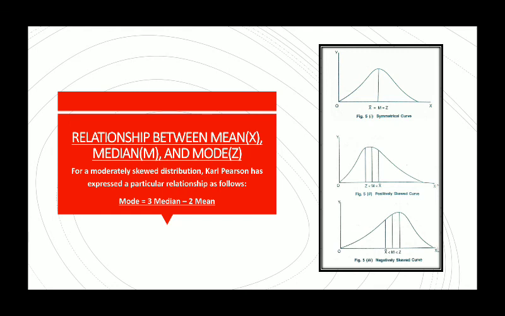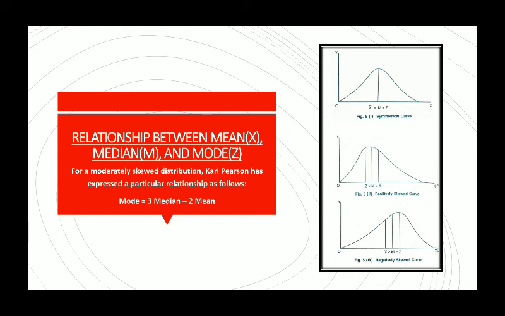Now, if we want a generalized form, then for a moderately skewed distribution, which is asymmetrical, there's a particular empirical relationship between mean, median and mode. That relationship was expressed by Karl Pearson in a particular formula, and that is mode equal to 3 median minus 2 mean. I repeat, mode equal to 3 median minus 2 mean. Using this formula, sometimes mode can be calculated, or any one of the three can be calculated if the value of the other two is given.